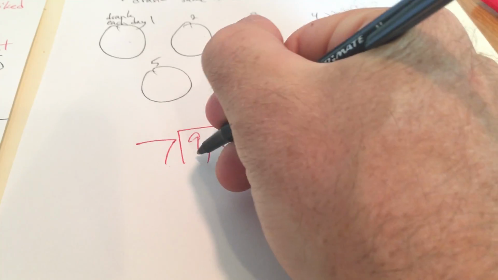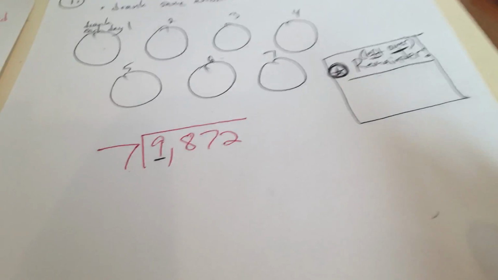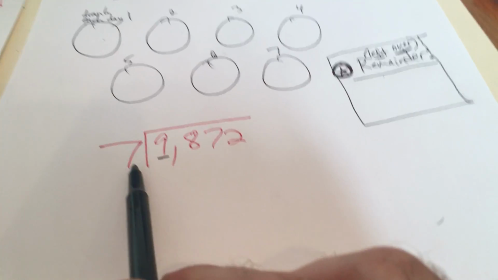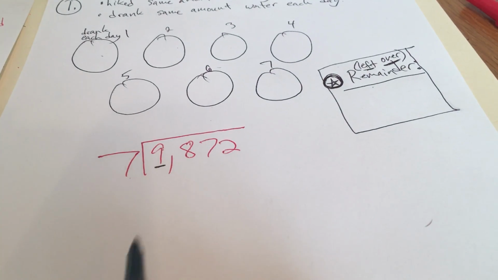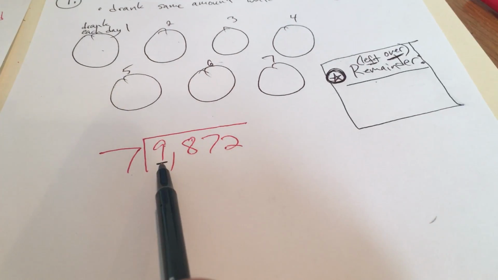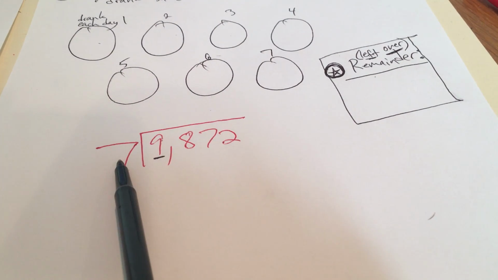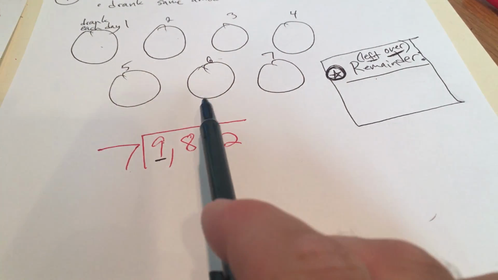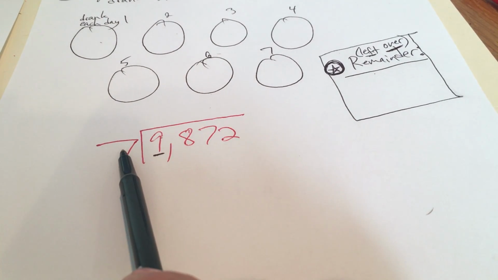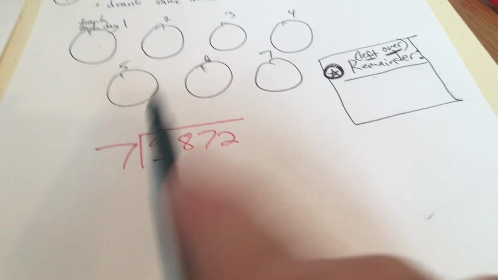Okay, so if he had 9,000 milliliters, we have 7 equal groups, so we can put 1,000 milliliters into each group. So each day he drank over 1,000 milliliters. Because there's 7 groups, that will be 7,000. He didn't drink 2,000 milliliters each day, because that would be 7 times 2 would be 14,000, and he only has 9,000.